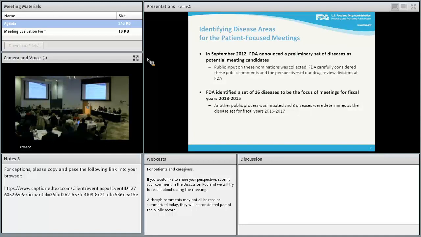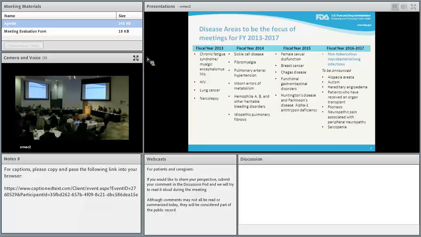We've worked with the divisions to try to come up with a list that we are working through for this initiative, and we've been learning an awful lot about how to do this and how to actually allow others to do it as well, collect this kind of information. Here's a snapshot for you of the diseases that we are covering over this 5-year period. And as you can see today, we're doing the non-tuberculous mycobacterial lung infections as our meeting focus today.